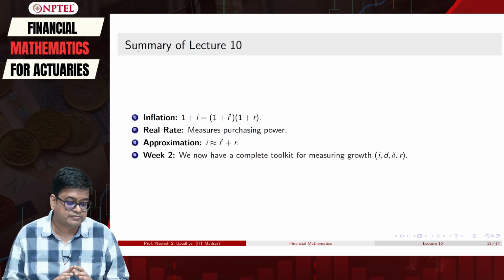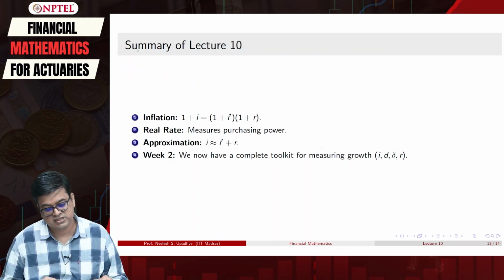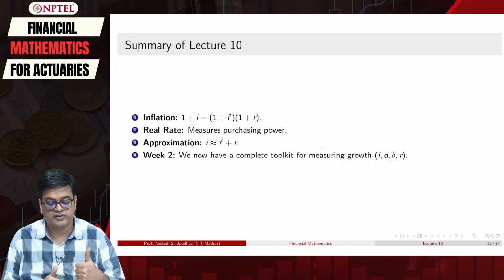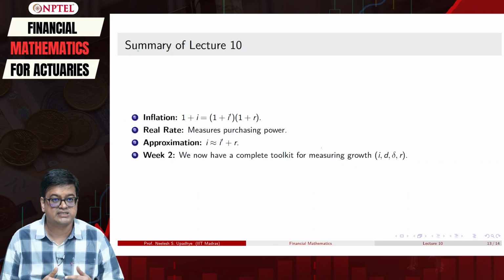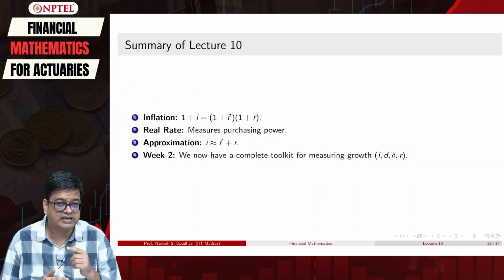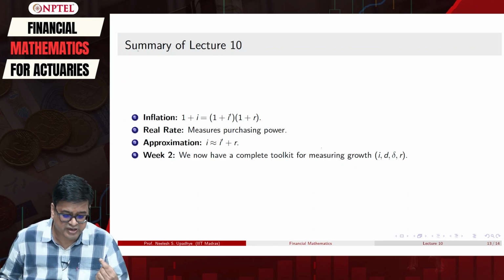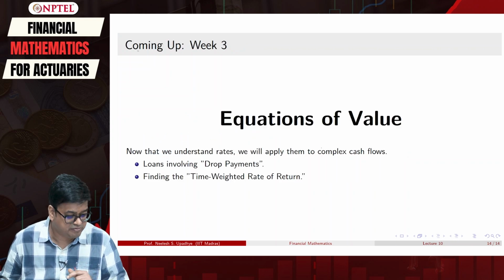So in week 2, whatever we have done so far, we have designed a complete toolkit for measurement of interest. What are the tools in our arsenal? i, which is the interest rate, effective interest rate; d, discount rate; delta, force of interest; r, inflation rate, and based on this we have compounded interest. So those are i(m), d(m), right. One is the interest rate compounded with frequency m, one is the discount rate compounded with frequency m.